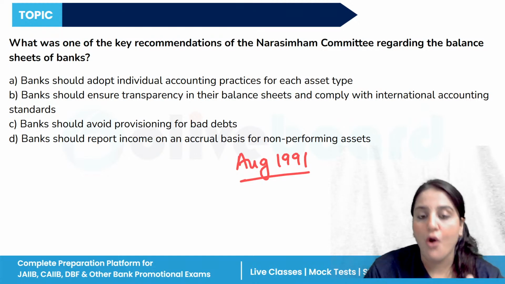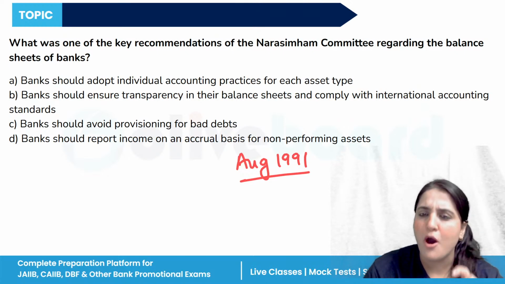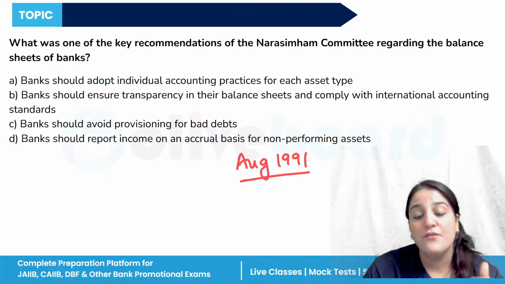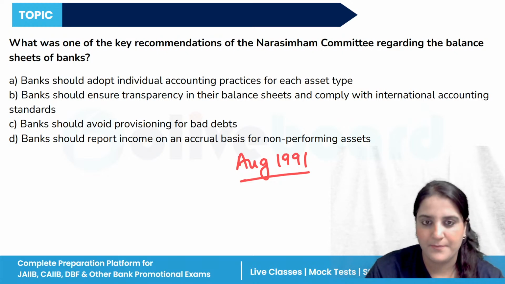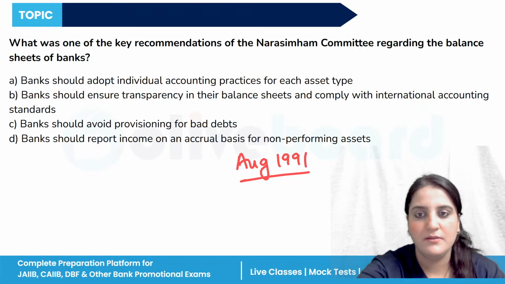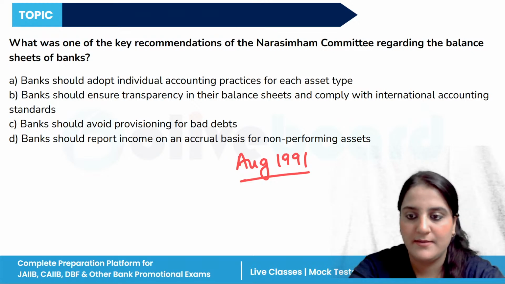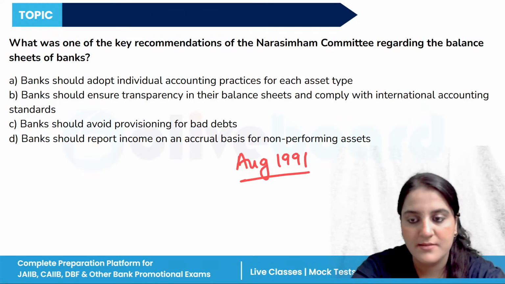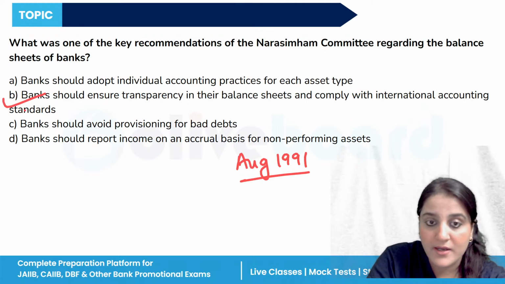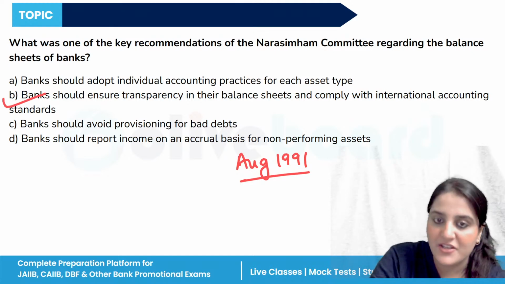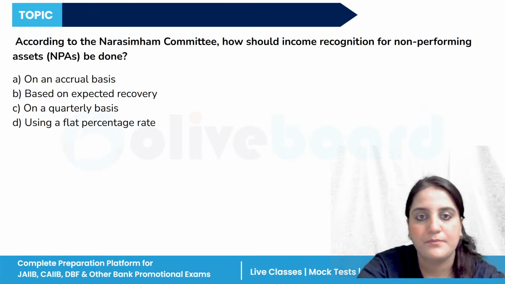And this committee also suggested that provisioning should depend upon a proper classification of assets, which in turn should be based on objective criteria. So after reading these options, you can find which option is correct. Yes, Rajni ma'am, answer B is correct here. Banks should ensure transparency in their balance sheets and comply with the international accounting standards.